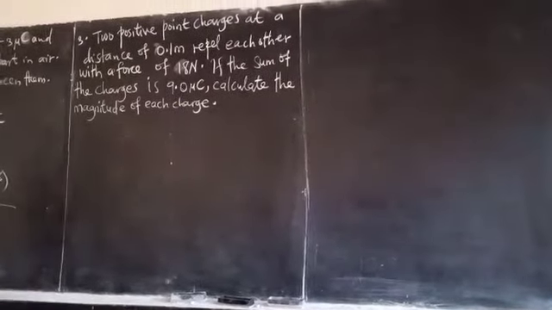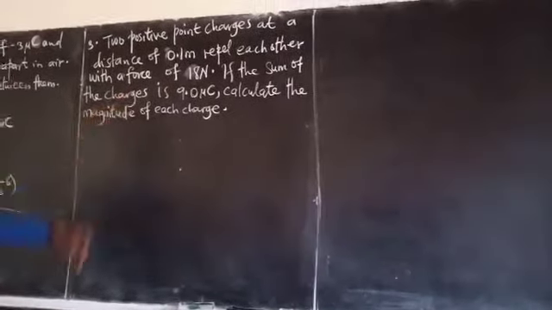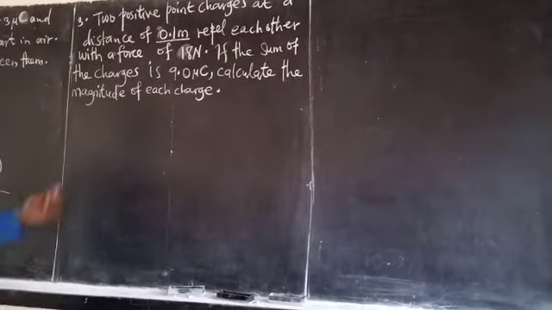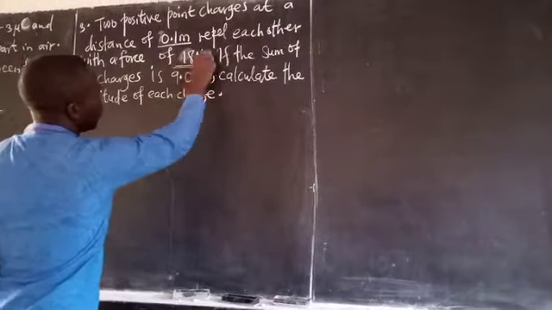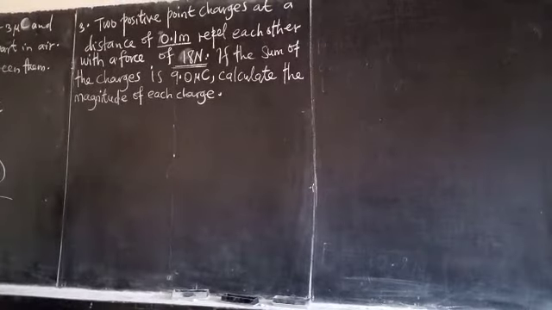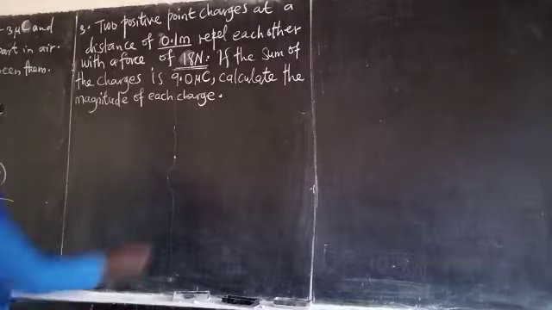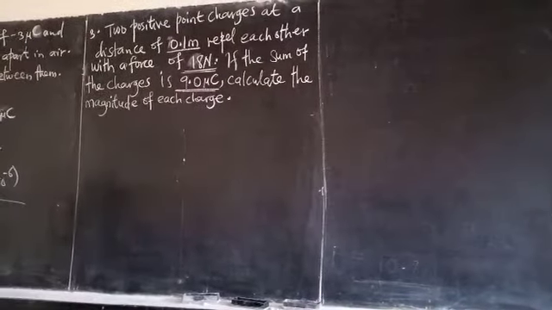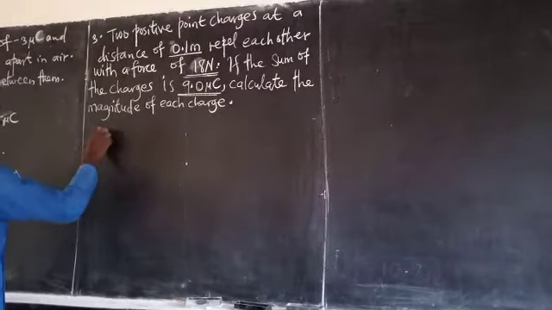We have 2 positive point charges at a distance of 0.1 meter, and these 2 repel each other with a force. Now we are given the force of 18 Newton. If the sum of the charges is 9 microcoulombs, calculate the magnitude of each charge. So we don't hesitate, we begin.